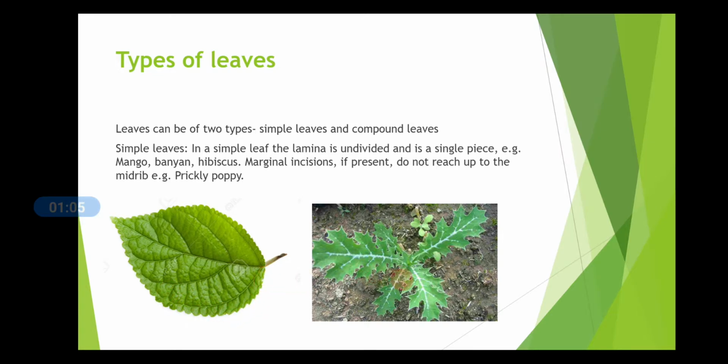Now look into this figure. In this figure, you will find that there are marginal incisions which are present over here. Now these marginal incisions, they do not reach up to the midrib. They do go inside the lamina of the leaf up to a certain part, but they do not continue till the midrib. So these are also simple leaves, but they have marginal incisions. This is an example of prickly poppy.